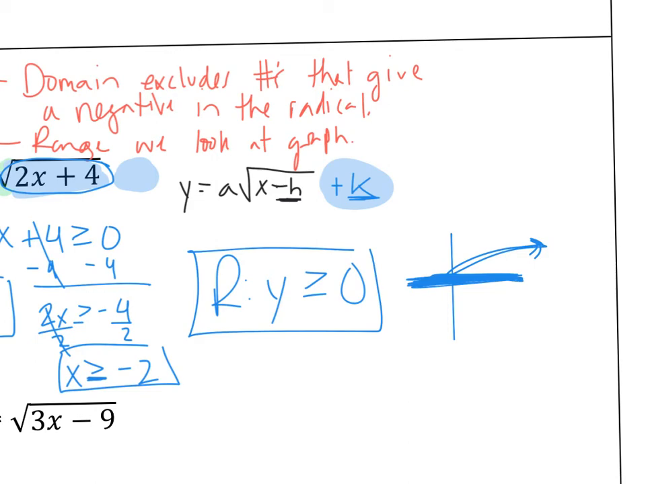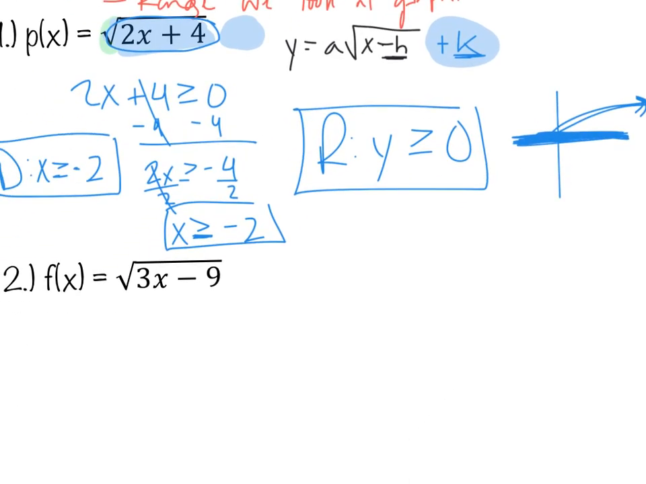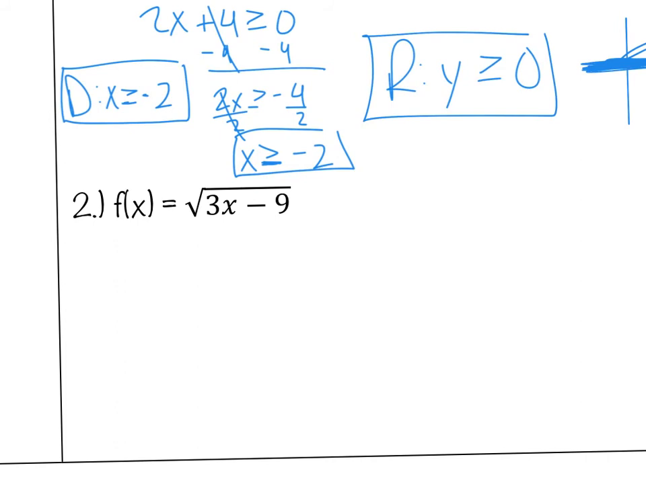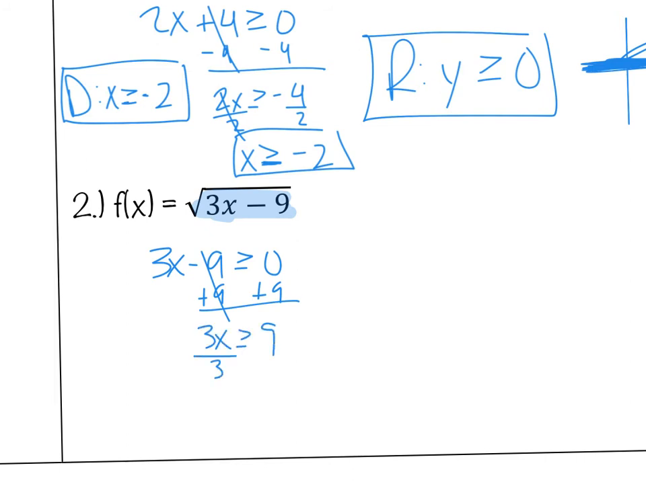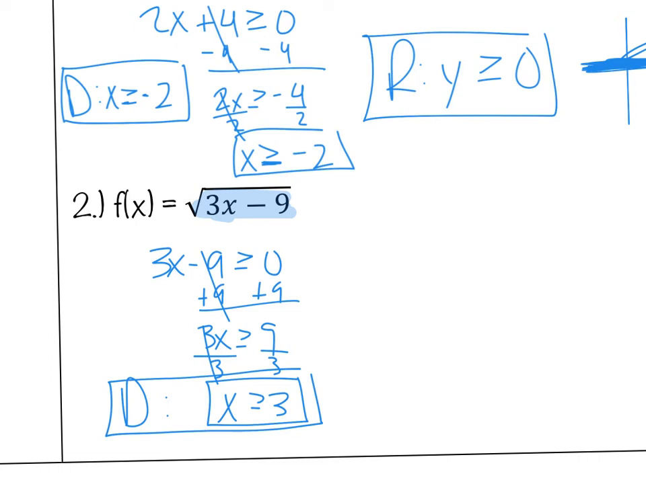And so we can do the same thing for the second problem, and this is the last thing here. First, we set what's in here greater than or equal to 0: 3x minus 9 has to be greater than or equal to 0 because we can't have negative numbers. Add 9, 3x is greater than or equal to 9, divide by 3. So x has to be greater than or equal to 3. And that'll serve as our domain. So our domain is that x is greater than or equal to 3.